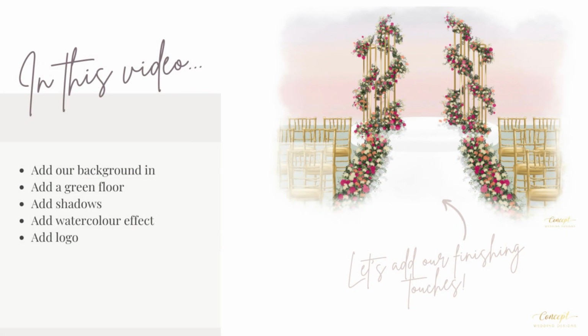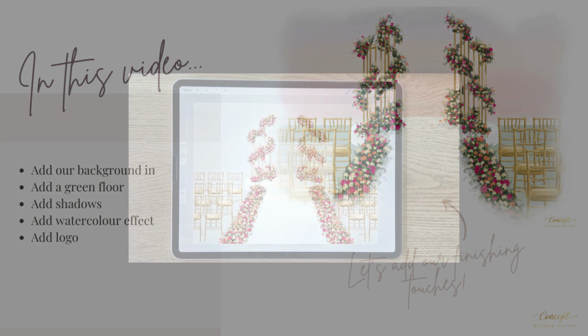Now today I'm just going to quickly show you how we can add a background in to really finalize this illustration. We're going to add some grass under the chairs in the really simple format of just adding a green block. We're going to add shadows under the greenery so that we can add depth and realism to our illustration. And then we're going to add a watercolor effect to our illustration just to add that unique artistic feel to our design. And finally, I'll show you quickly how to upload an image of your logo onto the design so that you can keep it aligned with your company branding.